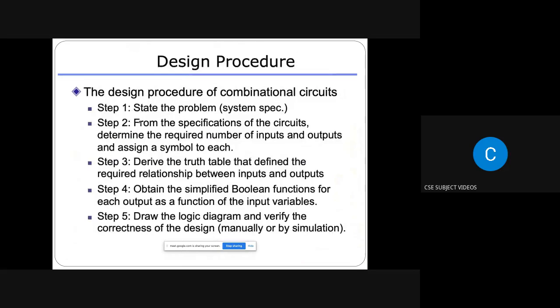Next is the design procedure. Design procedure is the procedure from which we are able to get a circuit diagram. So these are the steps.